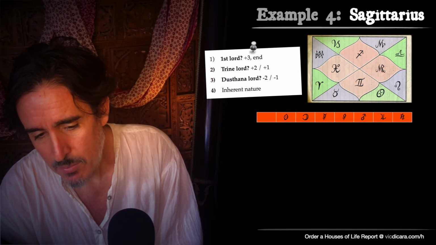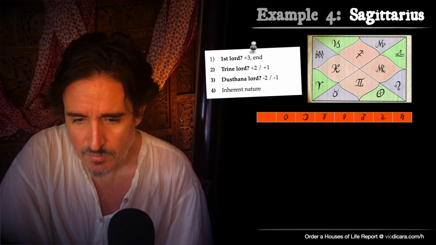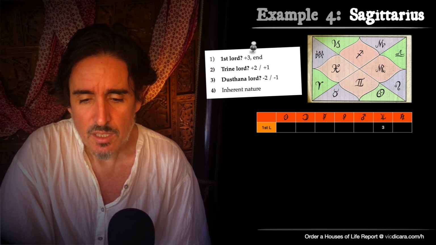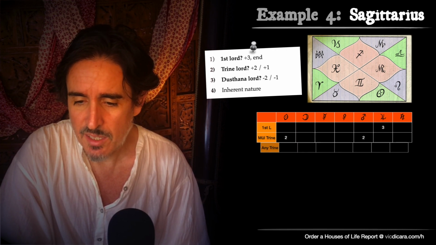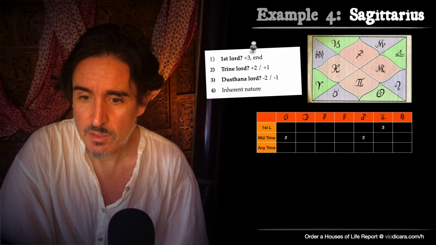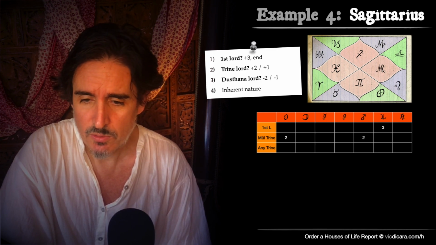And one final example, just to drill this rule into your head and make sure you understand it. For a Sagittarian ascendant, first lord is Jupiter. The trines are Aries and Leo. Those are 2 Mula trikonas. So the owner of Aries, Mars, and the owner of Leo, Sun, are going to get +2 for owning trines.